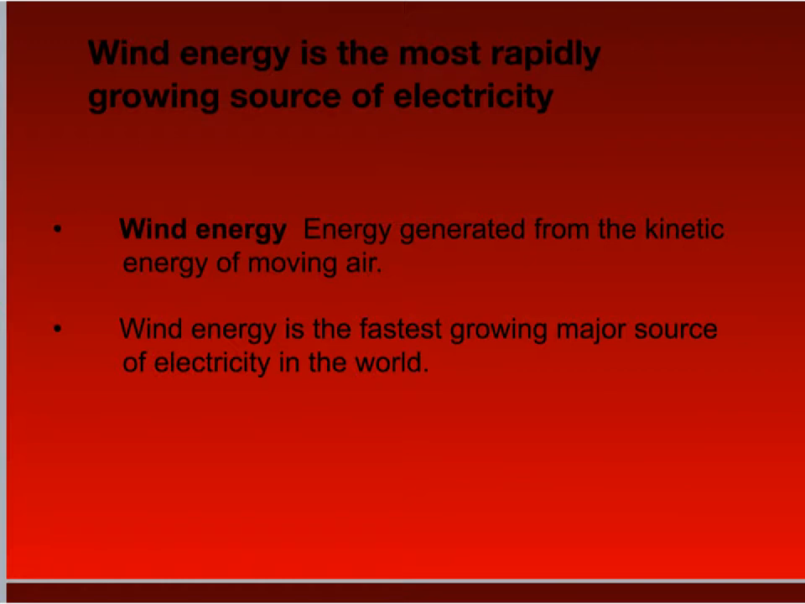Before the electrical grid reached rural areas of the United States in the 1920s, windmills dotted the landscape. Today, wind energy is the fastest growing major source of electricity in the world. The installed wind energy capacity has risen from less than 10 gigawatts in 1996 to more than 300 gigawatts today. So the increase of wind energy systems is definitely on the rise.